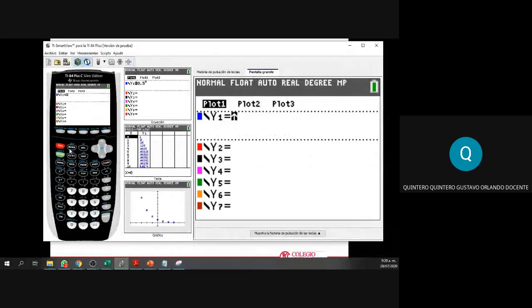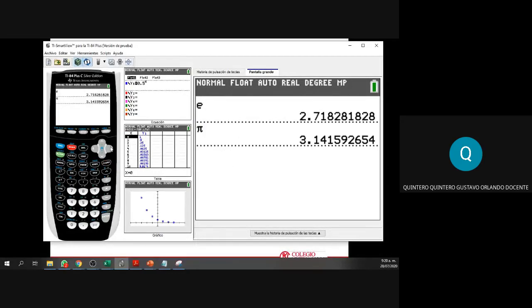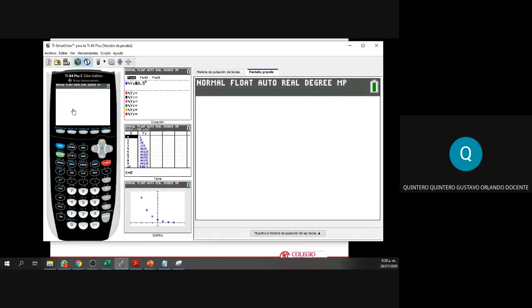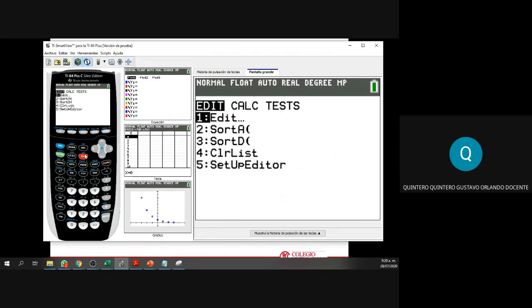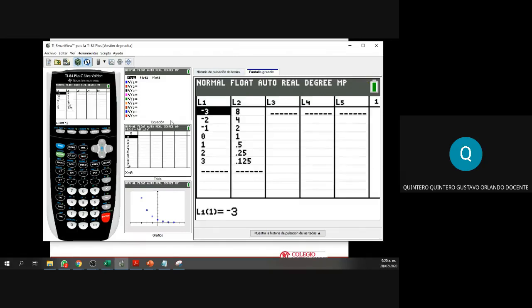All right, so let's get out of here, right? The first thing you want to do is go to statistics, right? Once you are in statistics, a bunch of options are going to appear. Now, we don't want to calculate any data. We don't want to run any tests. No, we want to edit the information. So we press enter for edit.